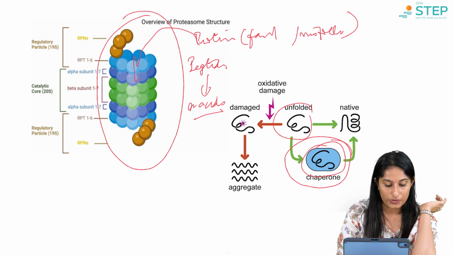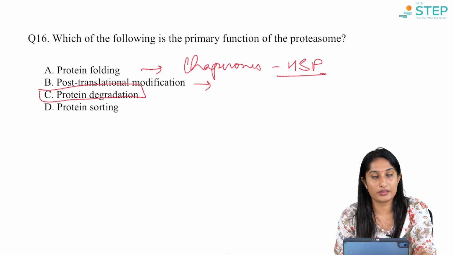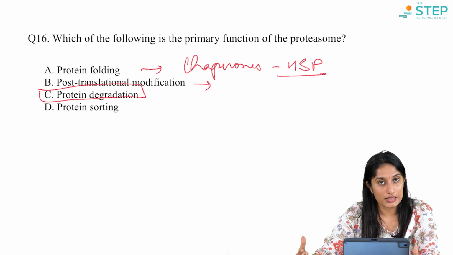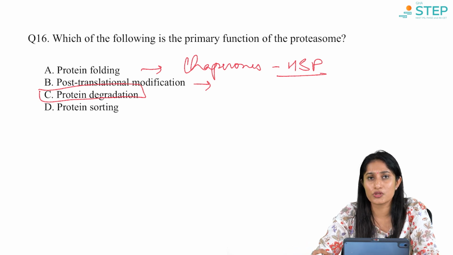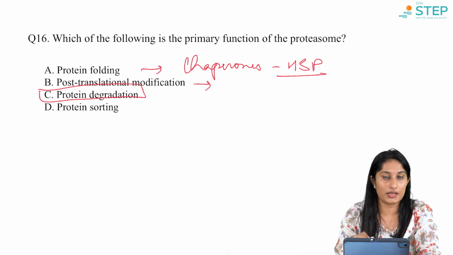Okay. So, what about post-translational modification? No, it is a completely different entity, because after the protein synthesis, after translation, either we add a few groups or we remove certain amino acids and make it into an active protein. So, here it is not the case, the proteasome is not taking part in post-translational modification.